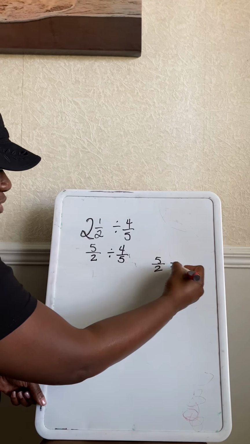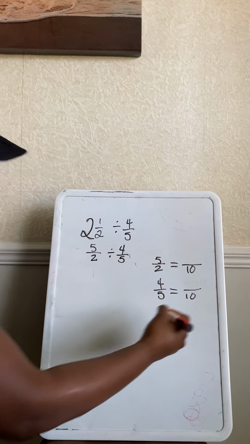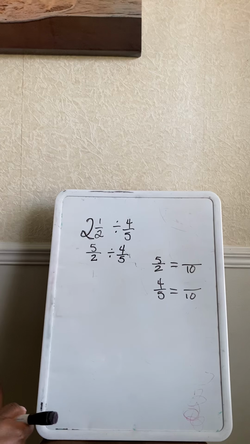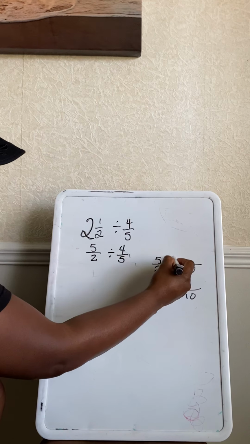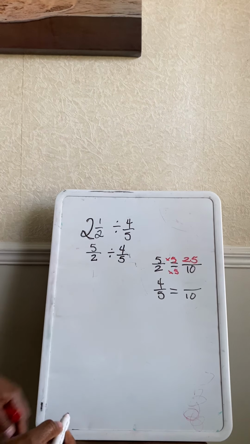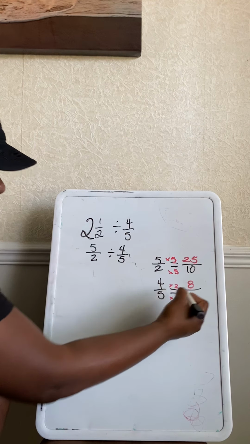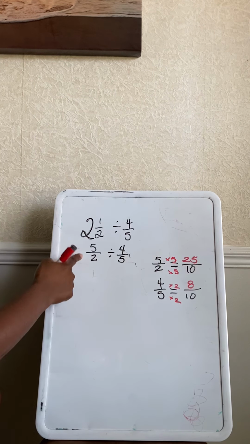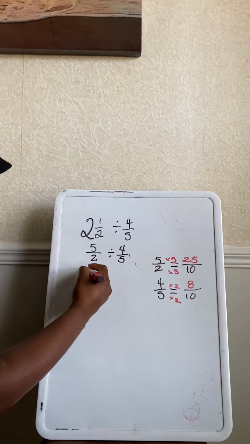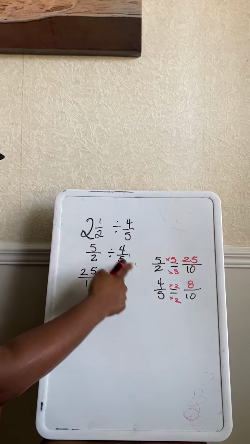So 5/2. And we make that equal to something over 10, and 4/5. You make that equal to something over 10. And so trying to find an equivalent ratio, we know that 2 times a number gives us 10, and that number is 5. So 5 times 5 equals, hopefully you said 25. And then 5 times a number equals 10. And we know that 5 times 2 is 10. So 4 times 2 gives us 8. And so now we go back to the original problem. 5/2 is now equivalent to 25 over 10. And so we'll write 25 over 10 divided by 4/5, which is now 8/10.